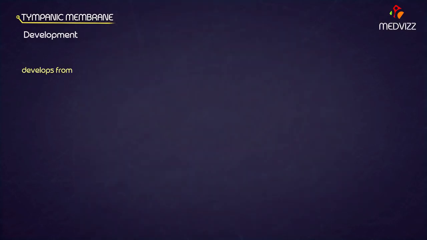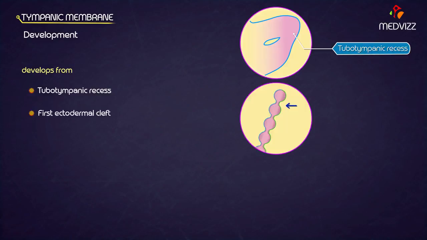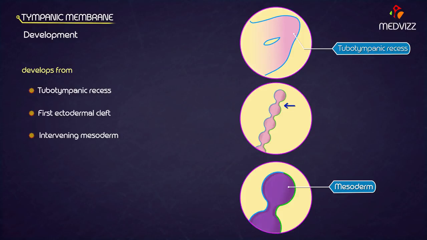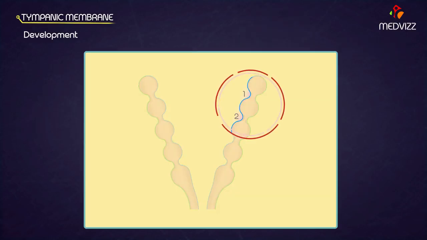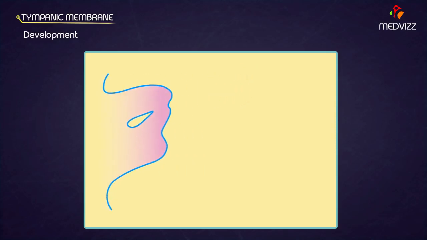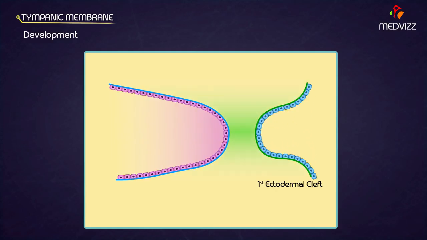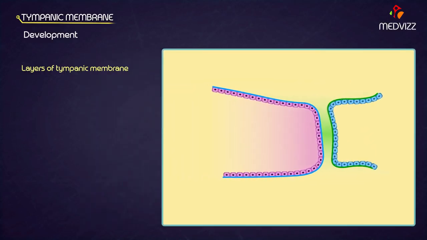Development. The tympanic membrane develops from the tubotympanic recess, first ectodermal cleft, and the intervening mesoderm. The tubotympanic recess is formed by the union of the first and part of the second pharyngeal pouch. This then opposes the first ectodermal cleft with mesoderm lying in between.